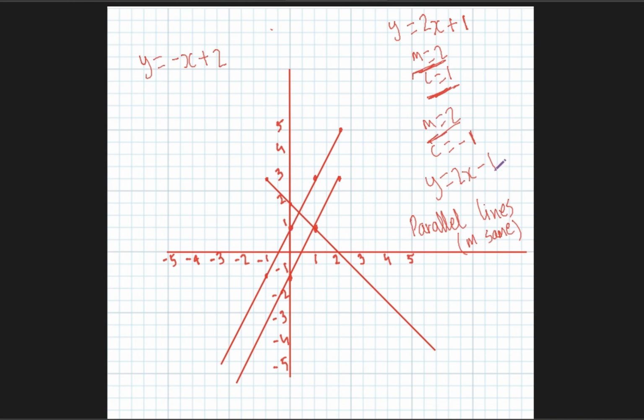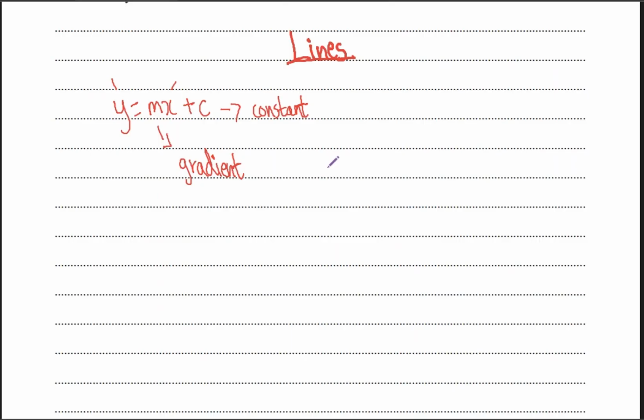Y is equal to 2x minus 1, you can see it crosses the y-axis at negative 1. Y is equal to negative x plus 2, it crosses the y-axis at positive 2. So this c, which we said was a constant, now we know more about it. It's also known as the y-intercept.